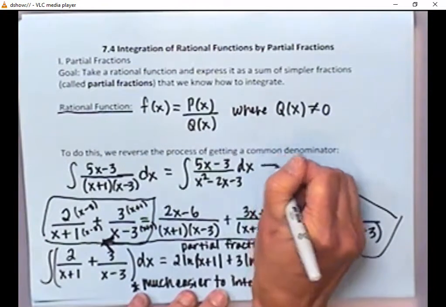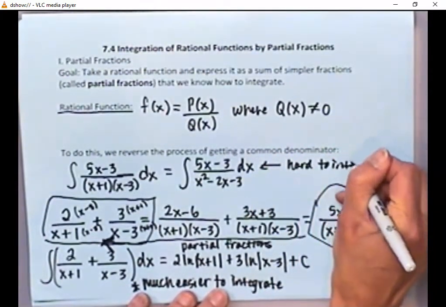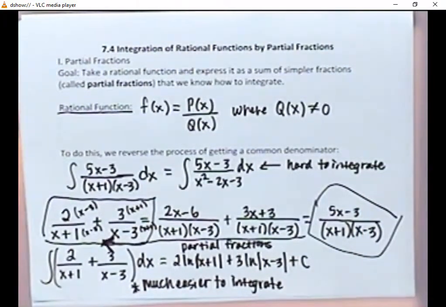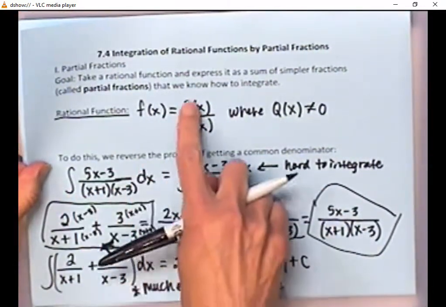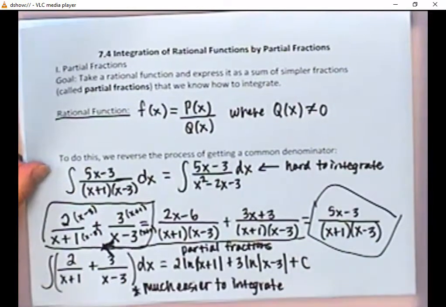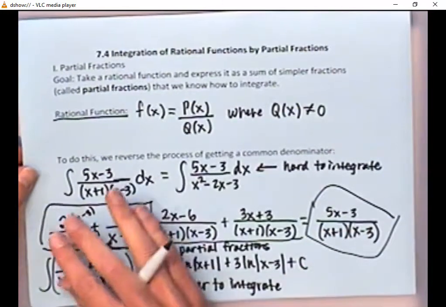So I'll make a note here. This is hard to integrate. This one down here, much easier to integrate. So that's the process. Now, how are we going to get there? That's the part I'm going to show you today. So how do we get to this form here? Okay, so a couple things. We're going to be working with these rational functions. Like I said, they're kind of in this form of polynomials divided by another polynomial. And we're going to try to make it into a simple form that we can actually integrate. So I'll show you that.